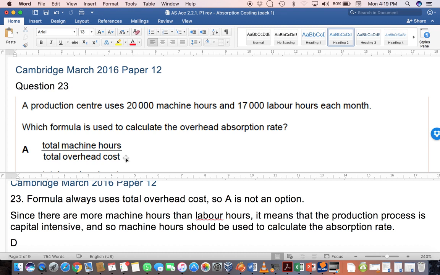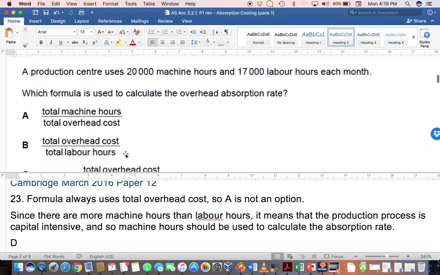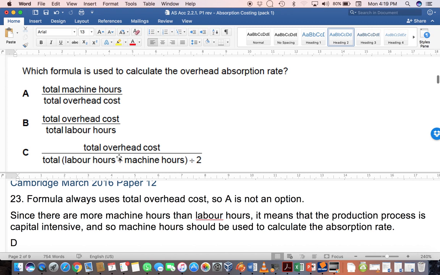Machine hours divided by overhead cost is completely wrong. You would want to put it the other way around. The overhead cost should appear at the top, divided by the machine hours at the bottom. Number B has got the overhead cost at the top, but it's got labor hours at the bottom, and this is incorrect because we have a capital intensive business.